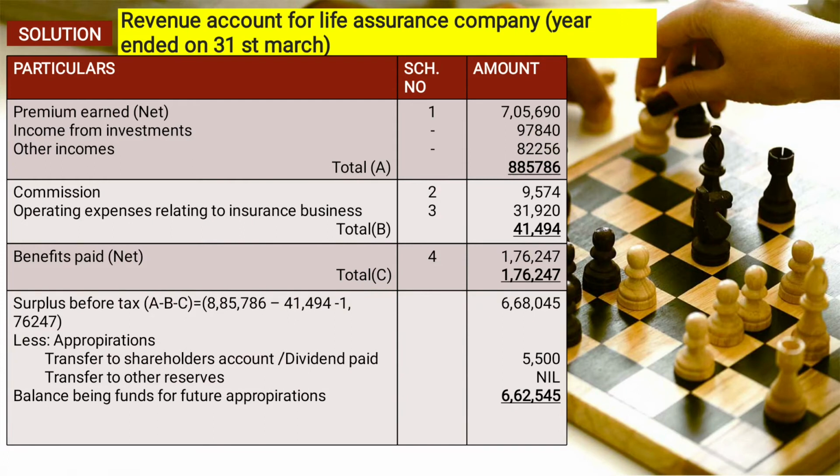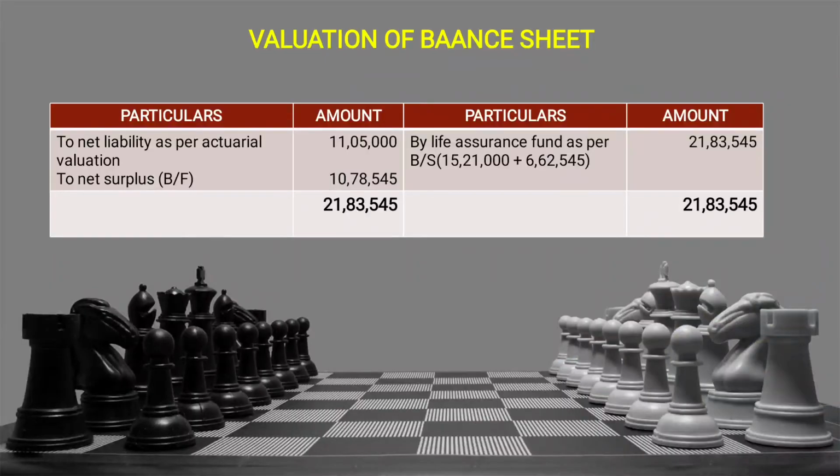How? There is a format, A minus B minus C, that is total A must be reduced by B and then C. Okay, then you will be getting some surplus. From that surplus, again you have to reduce some more items, that is if you have paid any dividend and if any amount has to be transferred to the shareholders, that has to be reduced here. So finally you are getting a balance amount. Here you are getting 6,62,545 as a balance.